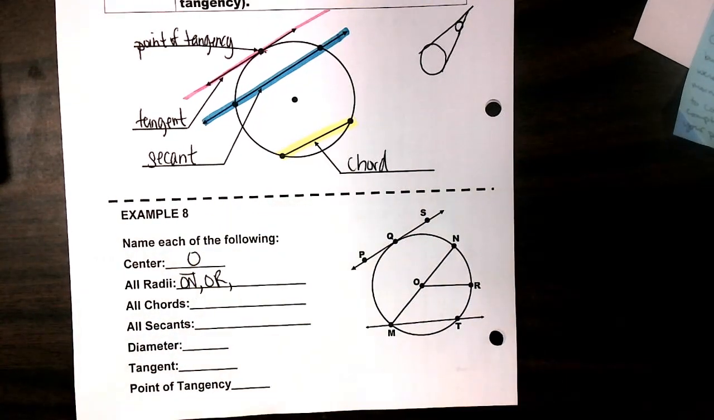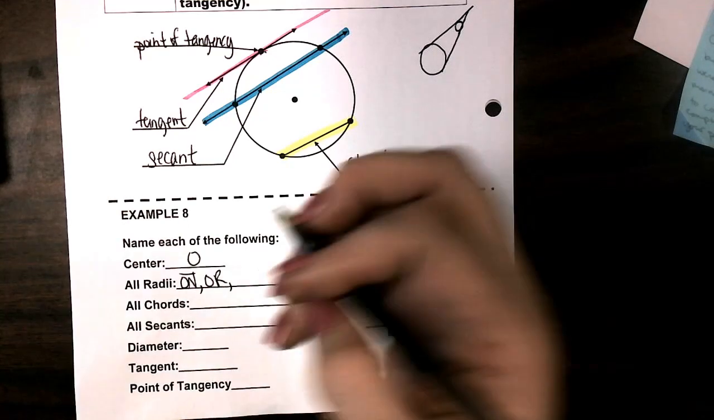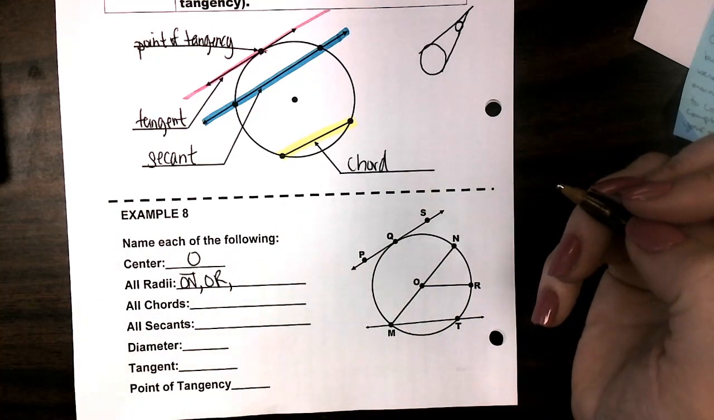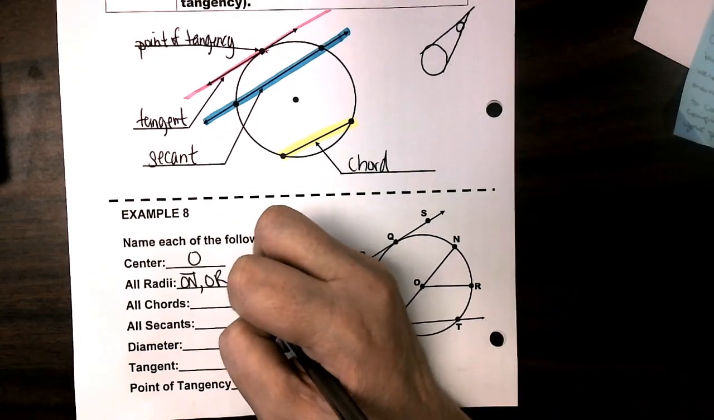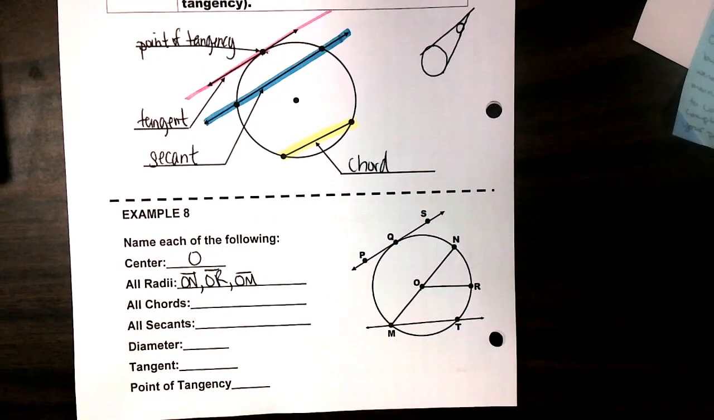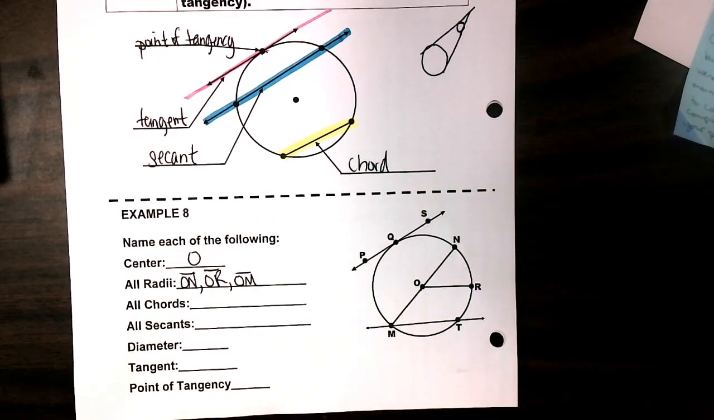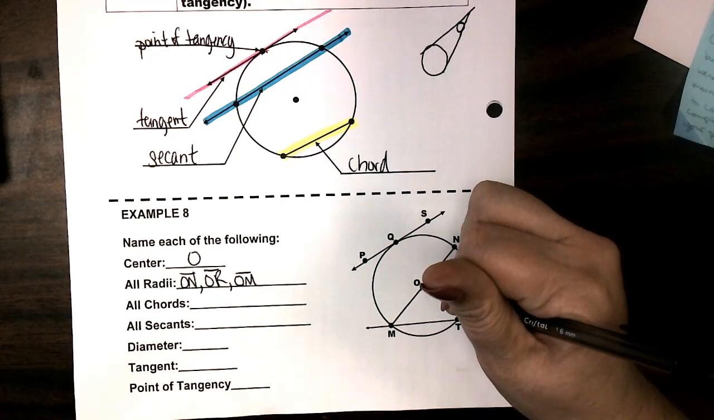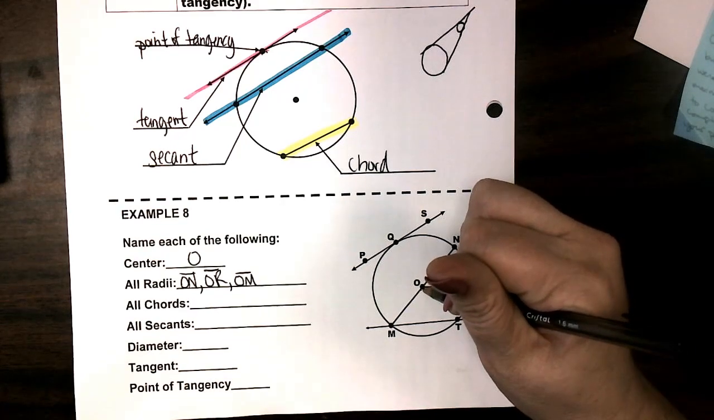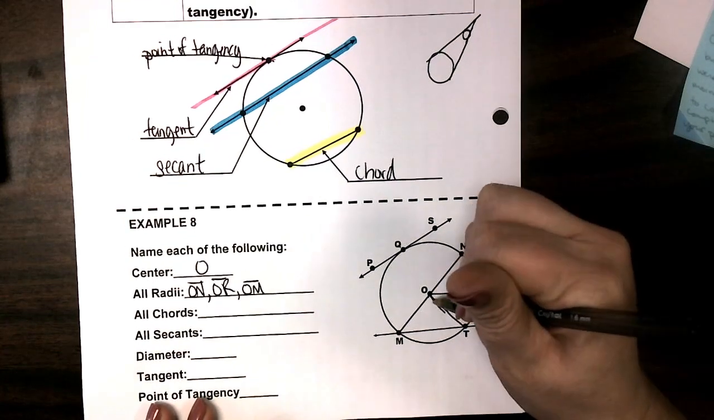Name another one. Michael. N? O to M, yes. All right, and so those are all of them. Can we name others? We can go O to what? O to T. That would be a radius.